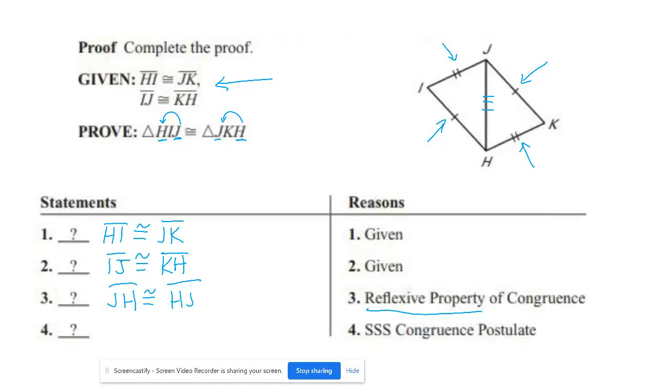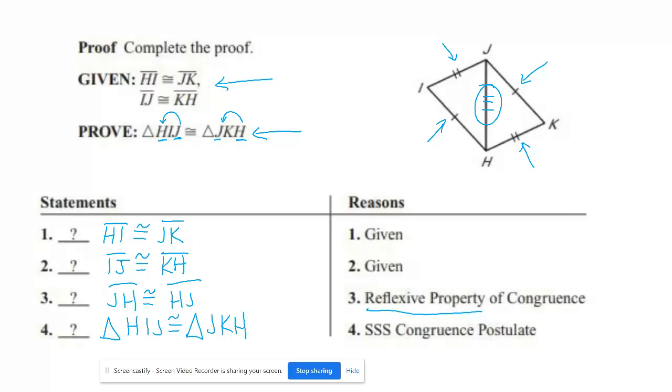So we have two pairs of sides that were given to us. We have a third pair of sides in the middle, the side that's congruent to itself because of reflexive property. And the last thing is our conclusion. And our conclusion is what we are trying to prove. And what we are trying to prove is this right here. We're trying to show triangle HIJ is congruent to triangle JKH.